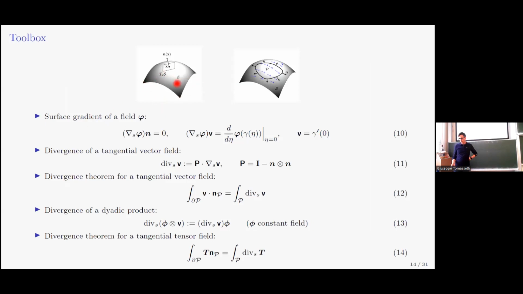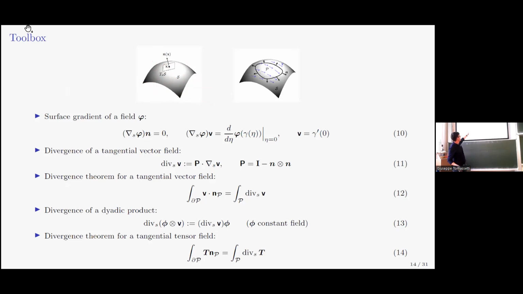So here is the picture. On the left-hand side, you have the shell in the reference configuration. Okay, S is the body surface. I fix a point X here, and T_X S is the tangent space at point X, and it's the set of all vectors that are orthogonal to the normal n of X. Okay, this is the shell in the reference configuration.